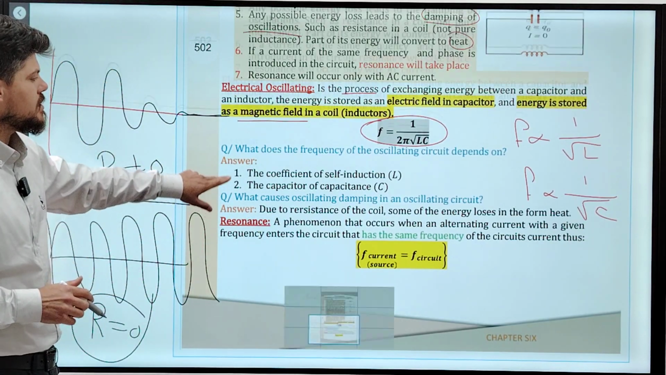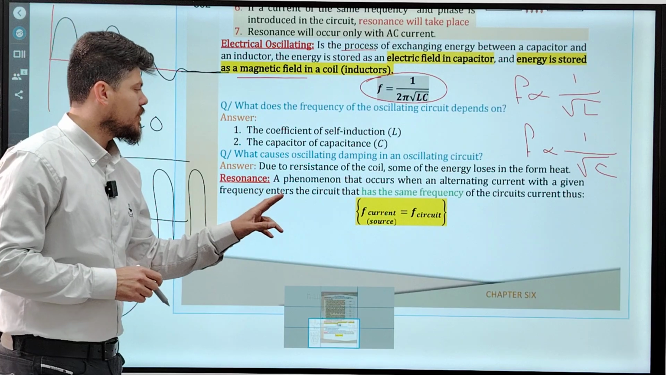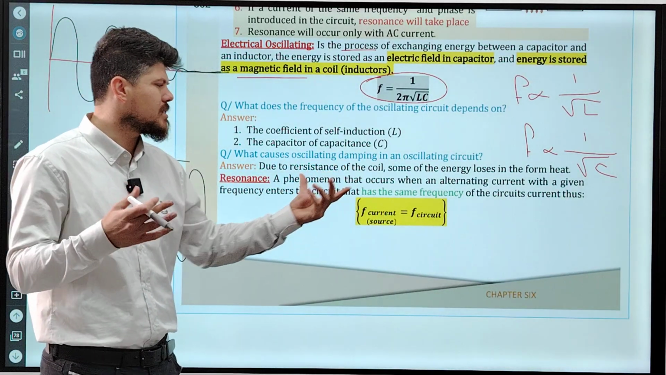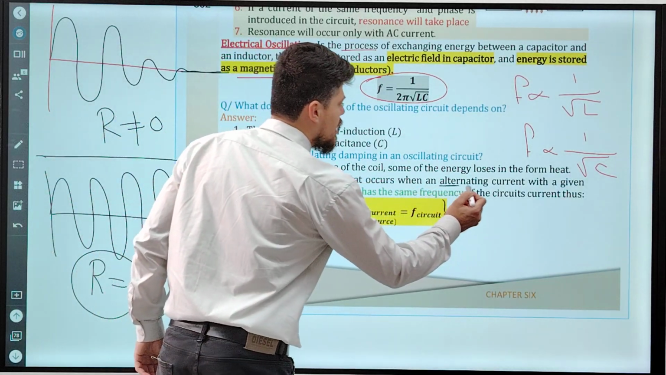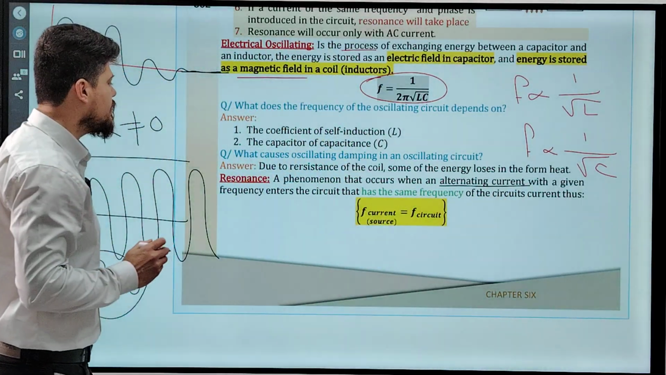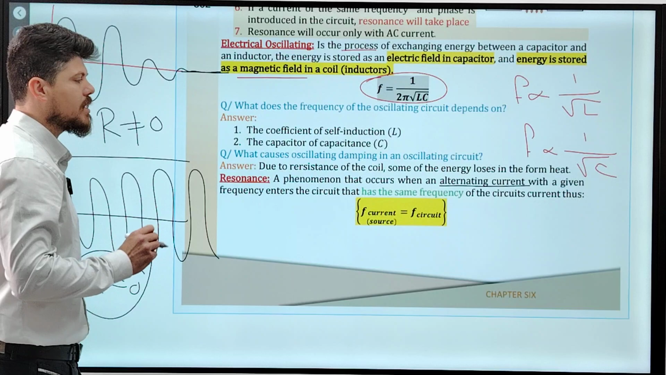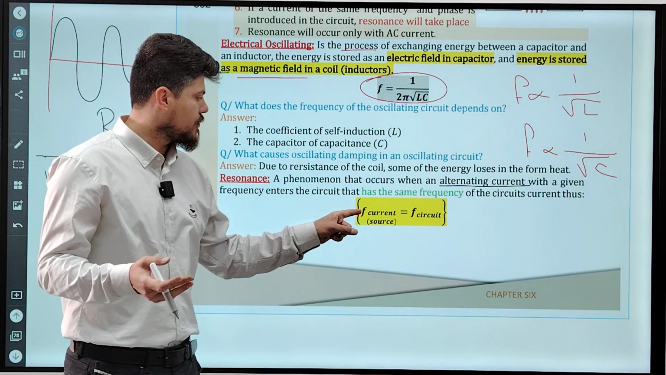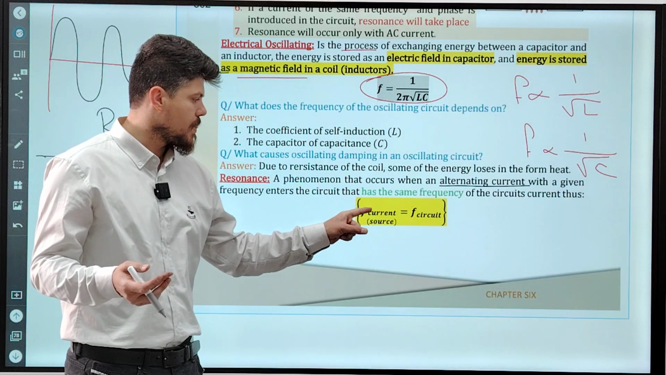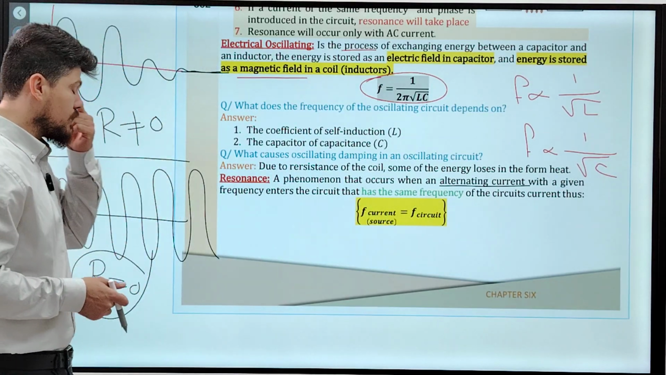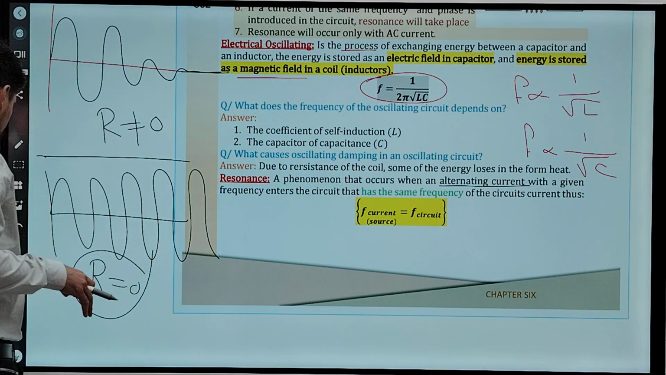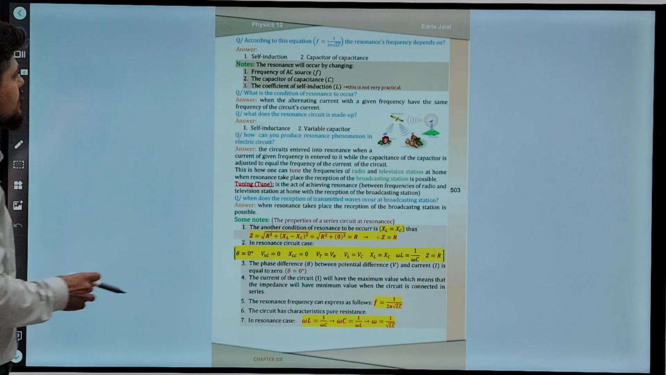And what is the resonance? Electric resonance is a phenomenon that occurs when alternating current with a given frequency enters a circuit that has the same frequency as the circuit current. Thus, the frequency of the current source is equal to the frequency of the circuit. If these two frequencies match each other, the resonance will occur.